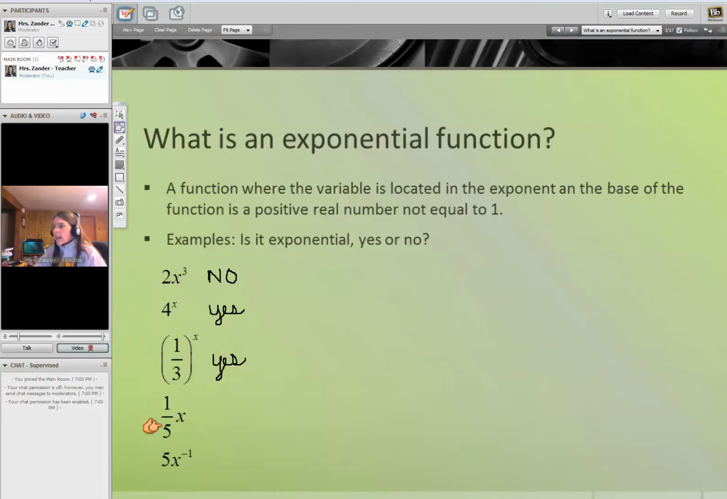The next one is not. There is no exponent that has a variable. So notice x is our variable, but it's not up as an exponent. And then the last one is no. That is also not an exponential function. Again, the exponent is a -1 and not a variable.